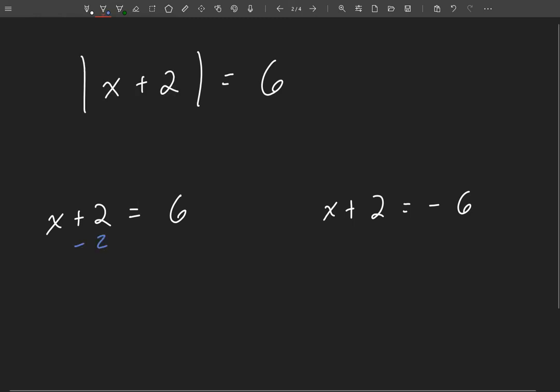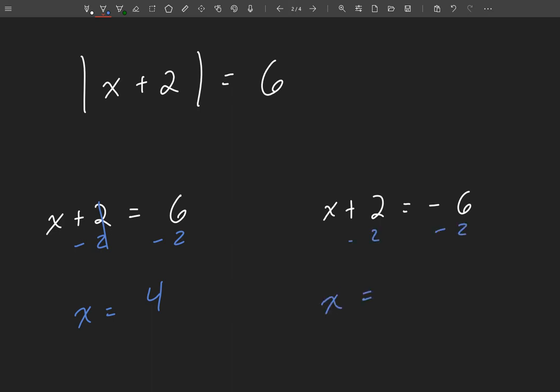So these are just basic equations. I'm just going to subtract 2 over here, and I get x equals 4, right? And over here, I get, well, subtract 2 from both sides. This is negative 6 minus 2. I'm taking a negative 6 and making it more negative by 2, which means it's going to be what? Negative 8. All right? I'm going to plug this in and verify for you that this does work.